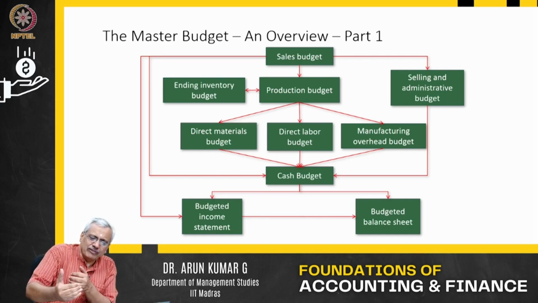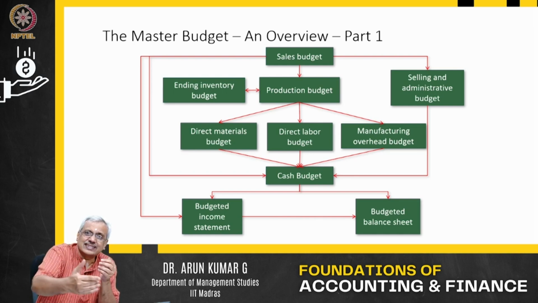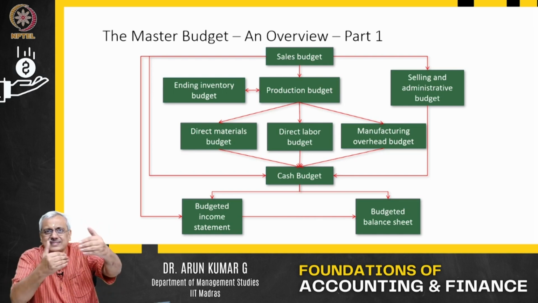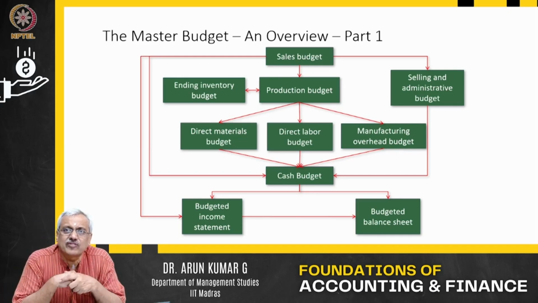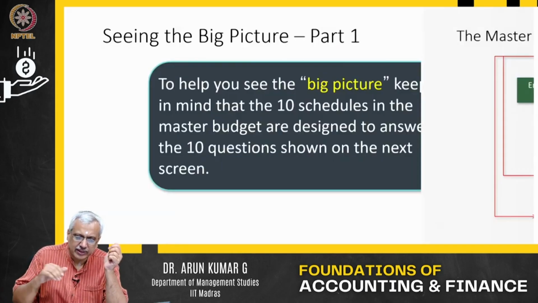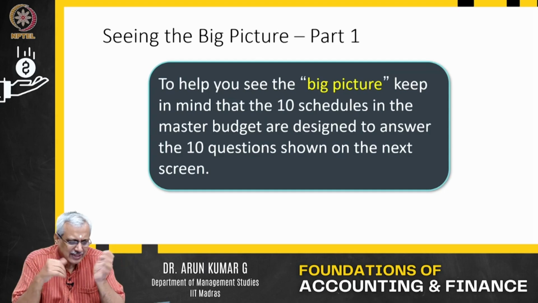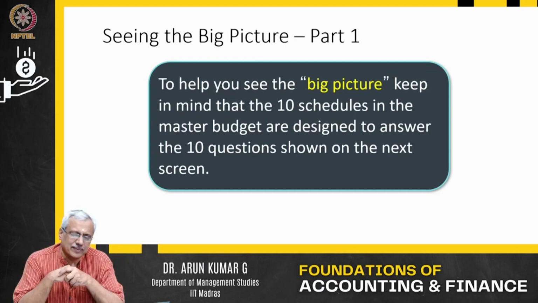and then drive towards the inventory budget, drive towards the production budget, and how these things get cascaded and linked is what we are going to see with the help of some numericals. That's what we are going to see. So it helps you get a big picture of the 10 schedules in the master budget.